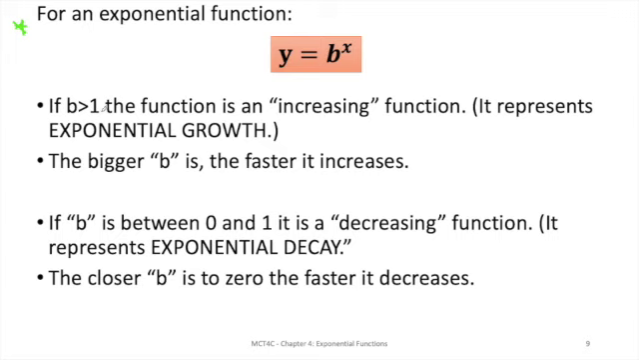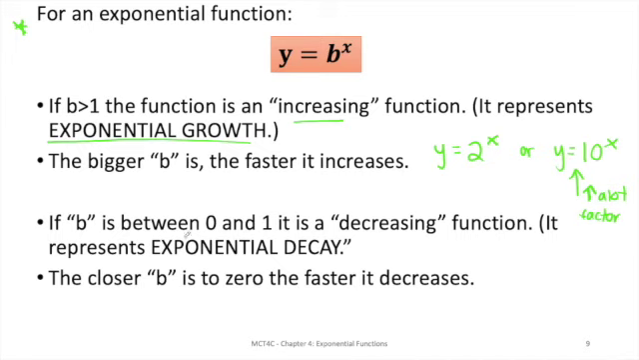If b is greater than 1, the function is an increasing function. It represents exponential growth. The bigger b is, the faster it increases. So if it is like y equals 2 to the x as an example, or y equals 10 to the x, well, this one is going to increase a lot faster, because you are going to have everything as a base of 10.